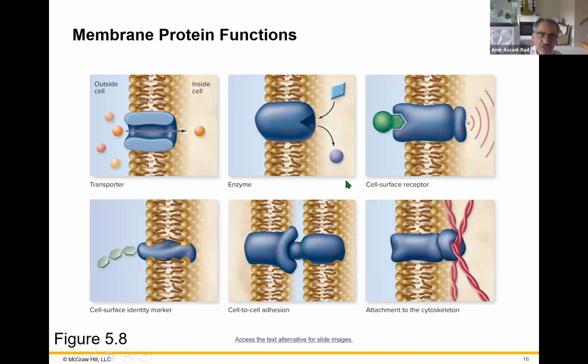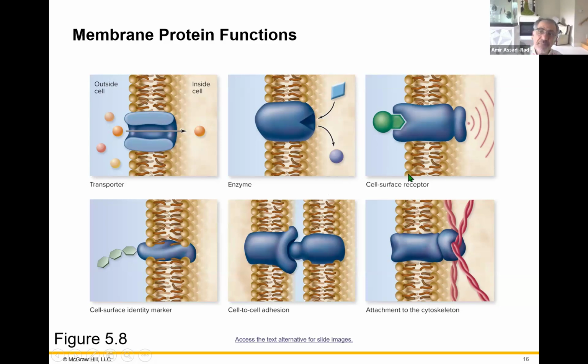Okay, here is a transporter. They act as a gate. They open up and close, so molecules can go from outside of the cell to the inside of the cell. They can also act as an enzyme. Of these two molecules, it converts the triangular molecule to a circular molecule.